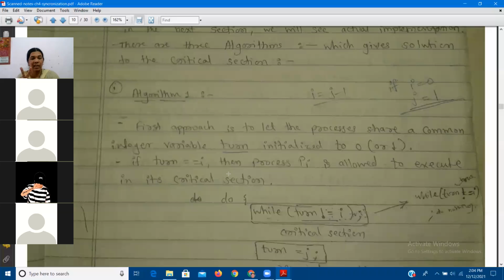त्यांचं लिमिटेशन काय असणार आहे? जर सिस्टीम दोन पेक्षा जास्त प्रोसेसेस consist असतील सिस्टीम मध्ये, तर त्या केस मध्ये हे अल्गोरिदम वापरू शकत नाही. So this is the limitation of these Peterson's algorithms.